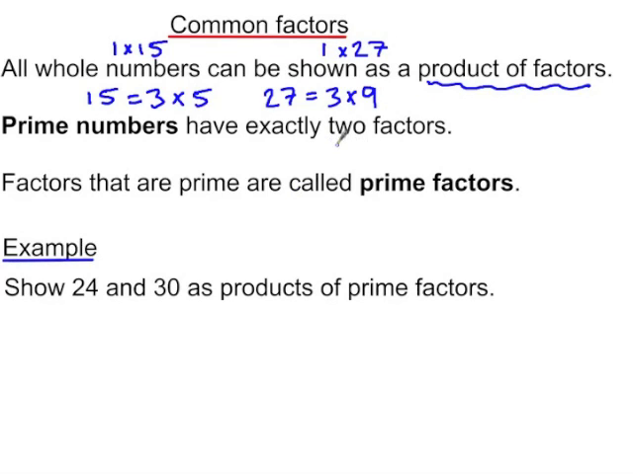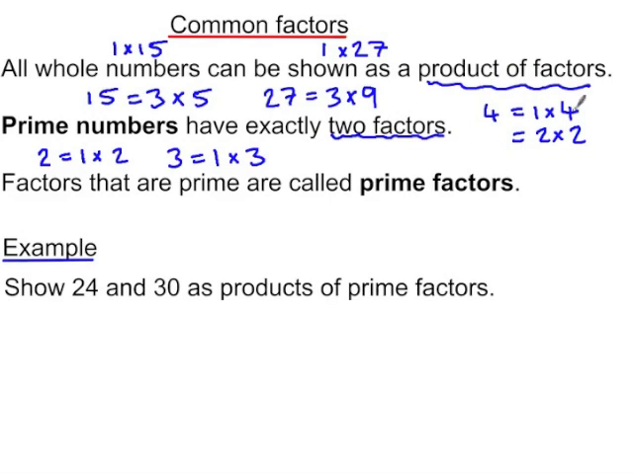A number with exactly two factors is a prime number. The first prime number is 2, and that's 1 times 2. 3 is also prime, but 4 is not prime because 4 can be written as 1 times 4 or 2 times 2. So the number 4 has three factors, which are 1, 2 and 4, but the number 2 has only two factors, 1 and 2, and the number 3 has only two factors, which are 1 and 3.